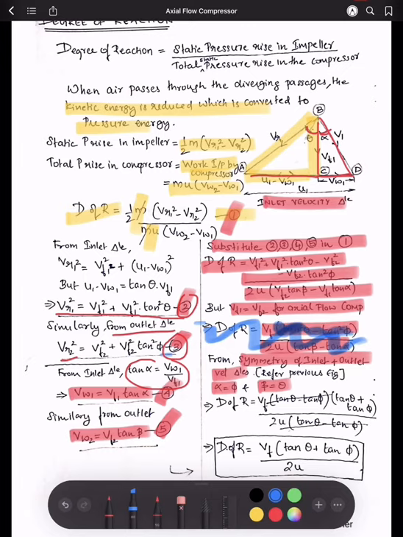This is a square minus b square form, right? So I'll expand that, (tan theta minus tan phi) into (tan theta plus tan phi). So this gets cancelled out. So the final equation for degree of reaction becomes VF (tan theta plus tan phi) by 2U.